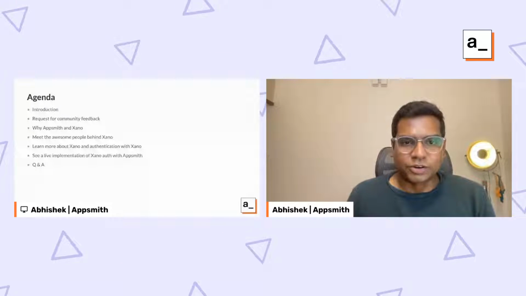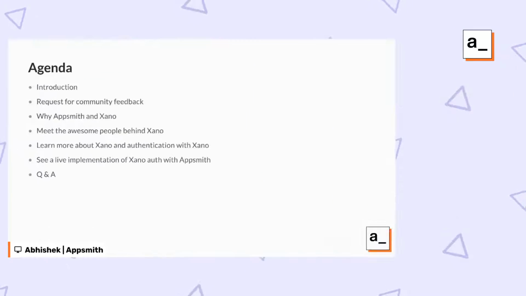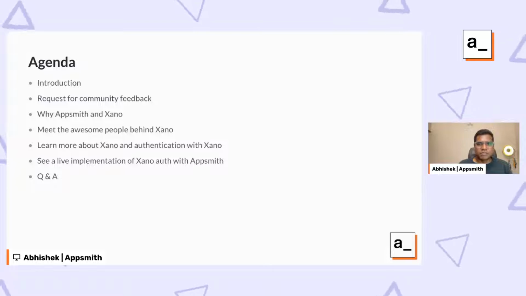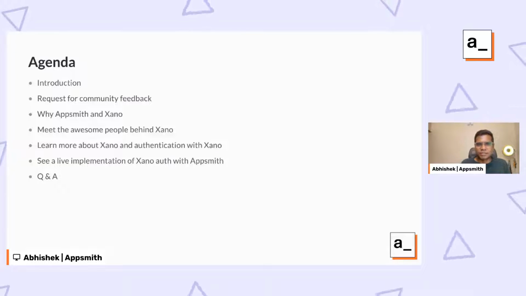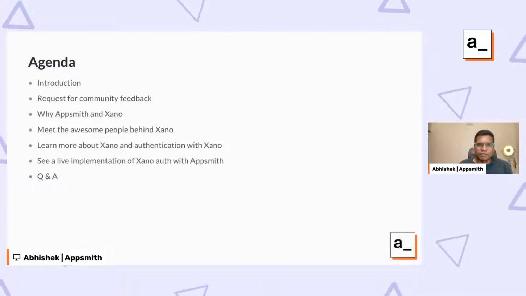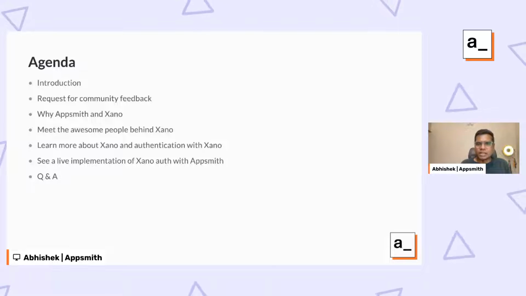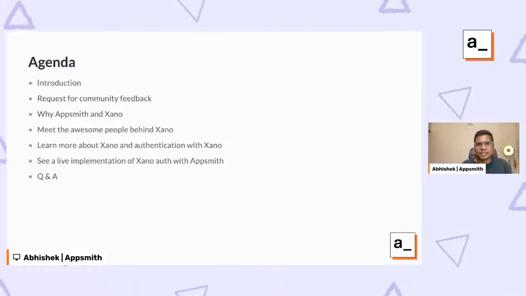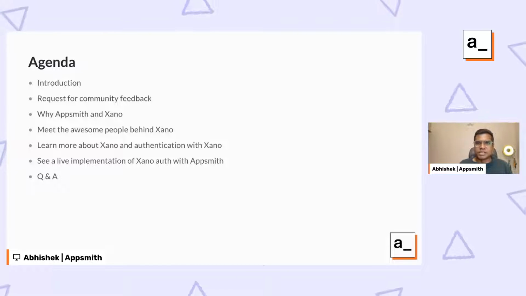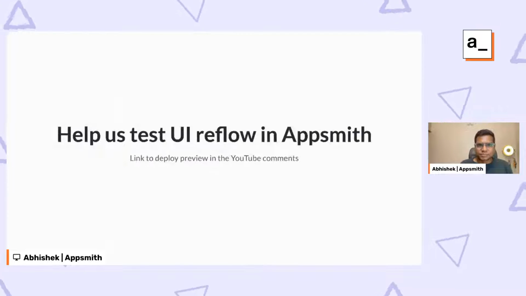it at Appsmith. So, in the conversation today, first we are just going to go over a quick introduction, and then actually I have a request for community feedback on a particular feature that we are testing at Appsmith. The link for that feature will be available in the YouTube live comments as well as in the YouTube video. And then we'll talk to Prakash, learn more about Xano and Xano's authentication features. And then towards the end, we're going to build an application using Xano in Appsmith. So let's get started here.